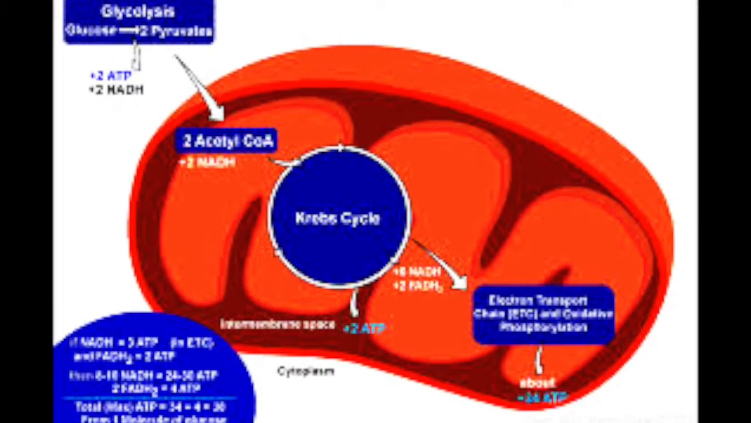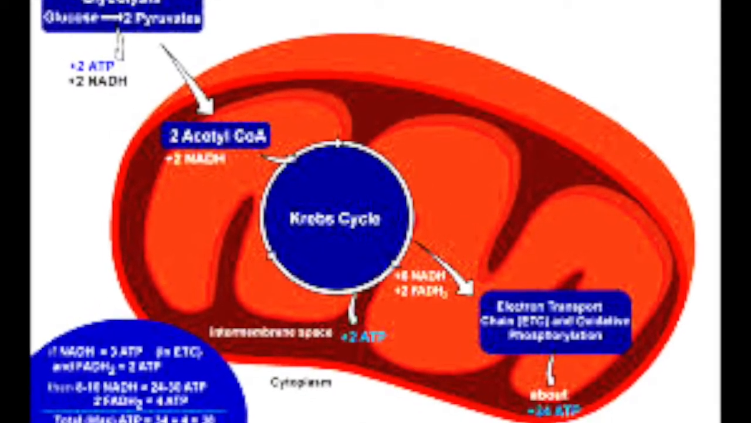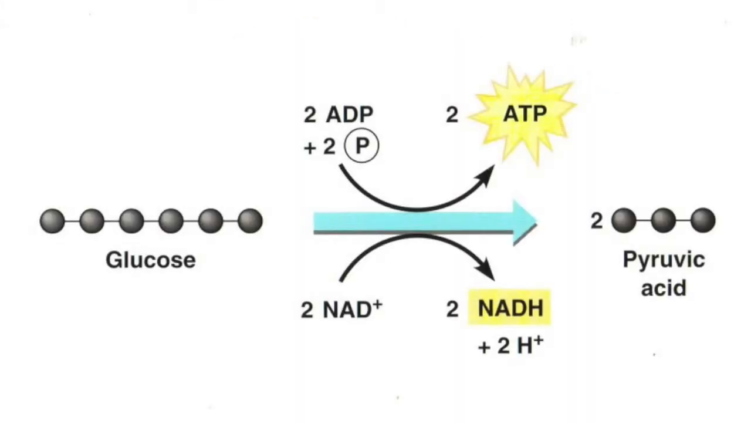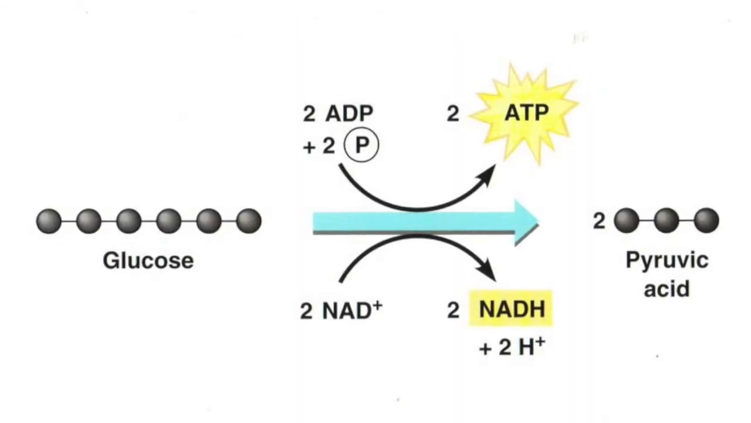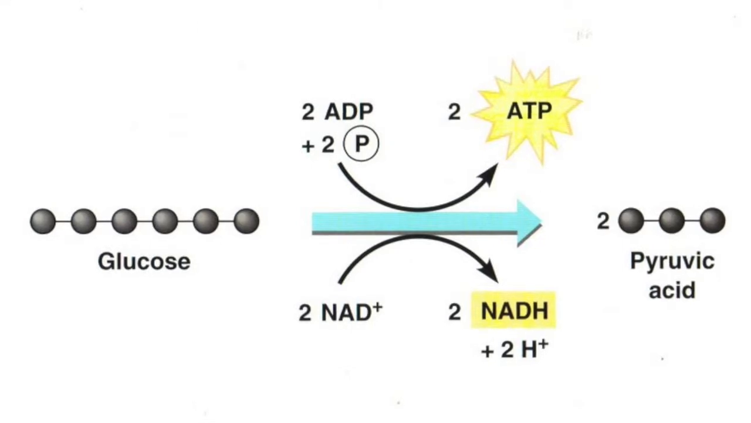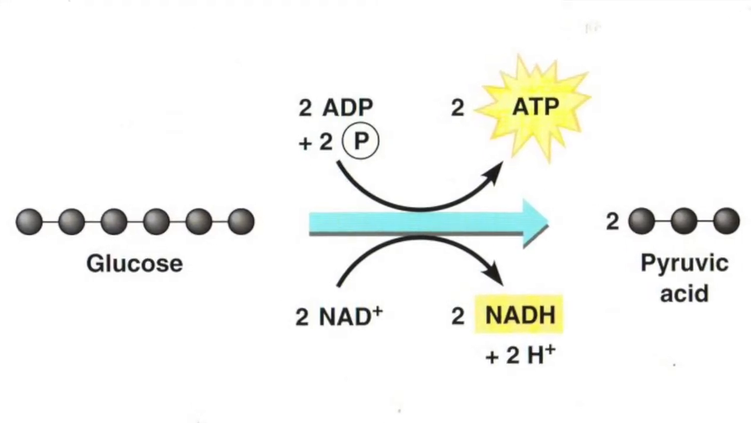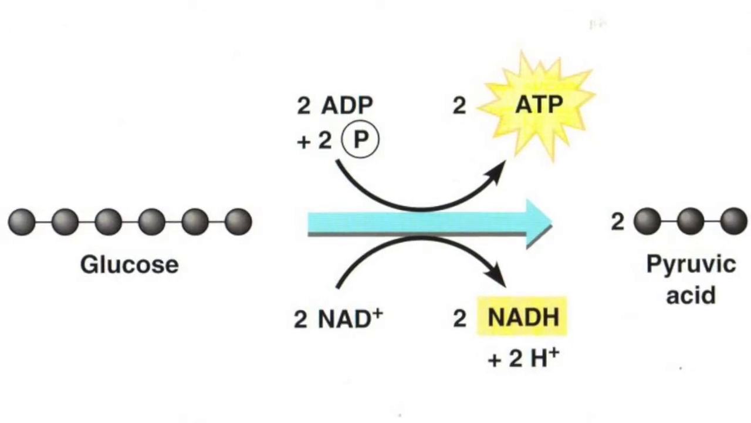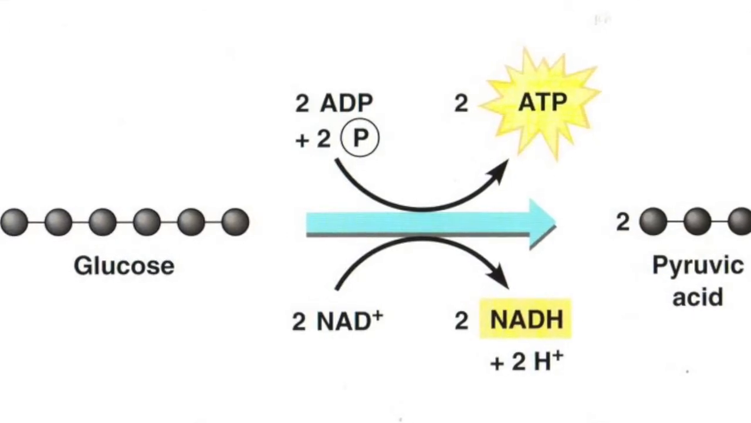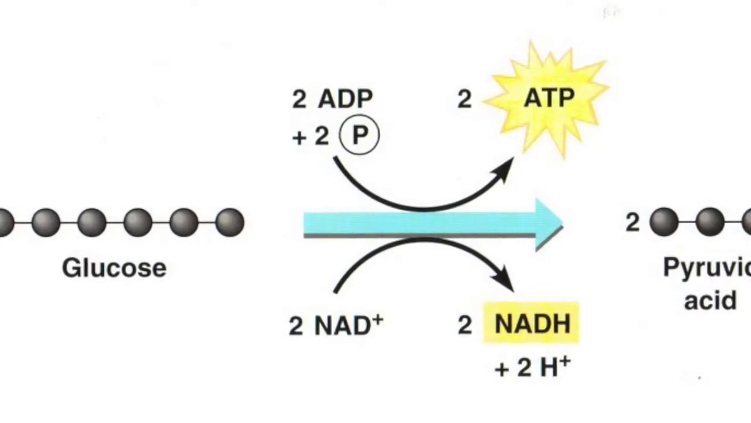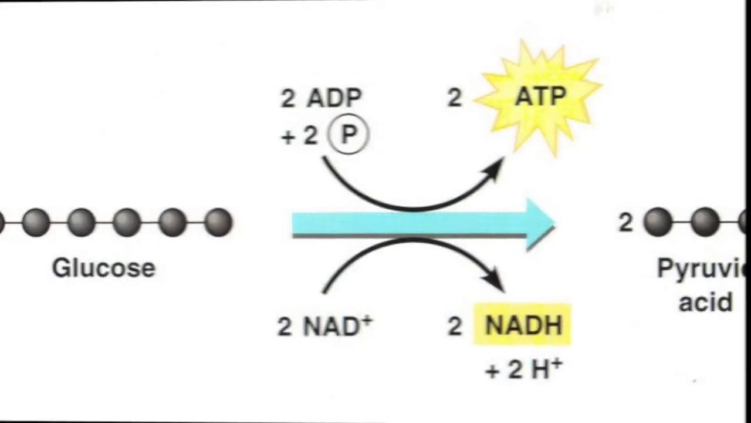Moving on, the first reaction is glycolysis, which is located in the cytoplasm. Glycolysis is basically the breaking of glucose. Glycolysis starts with 6 carbons, or glucose. 2 ATP and 2 NADH are produced, which will be used by the ETC. Then 2 pyruvic acid molecules are made that will be used by the Krebs cycle.